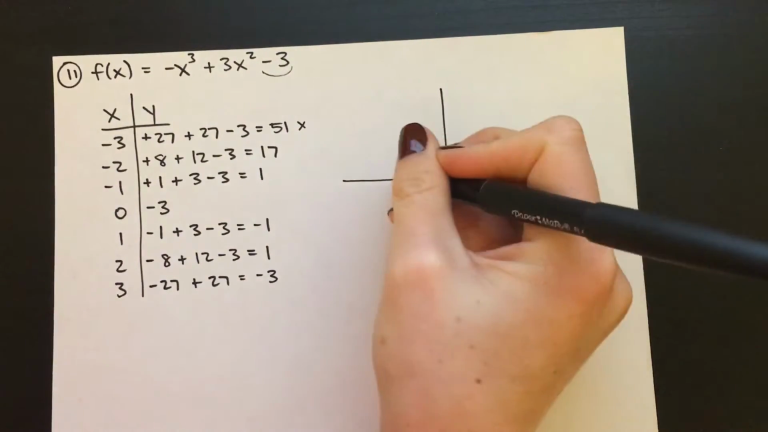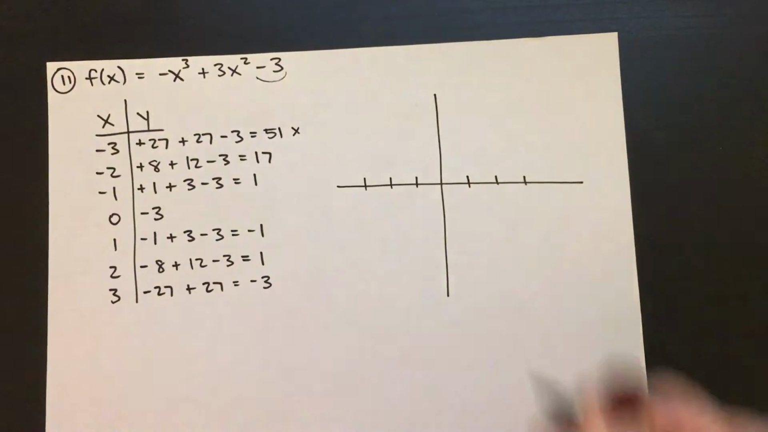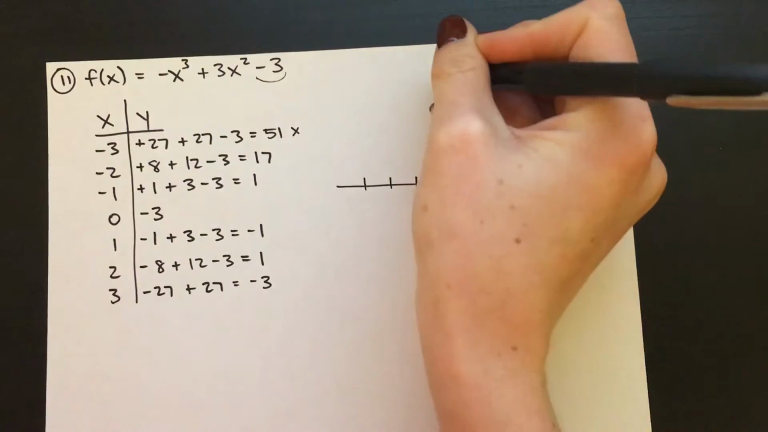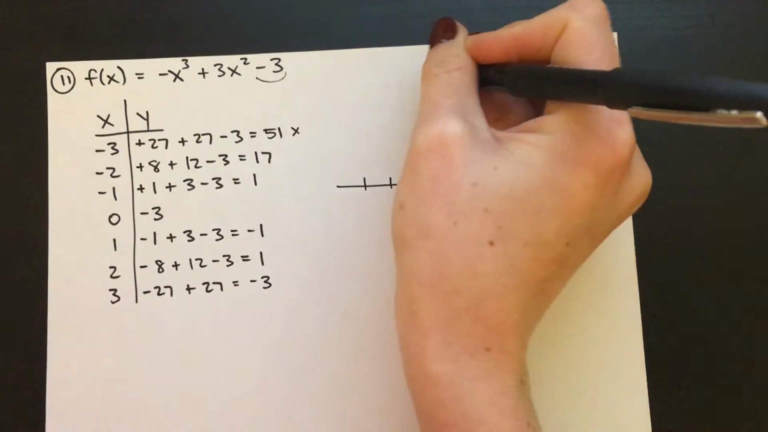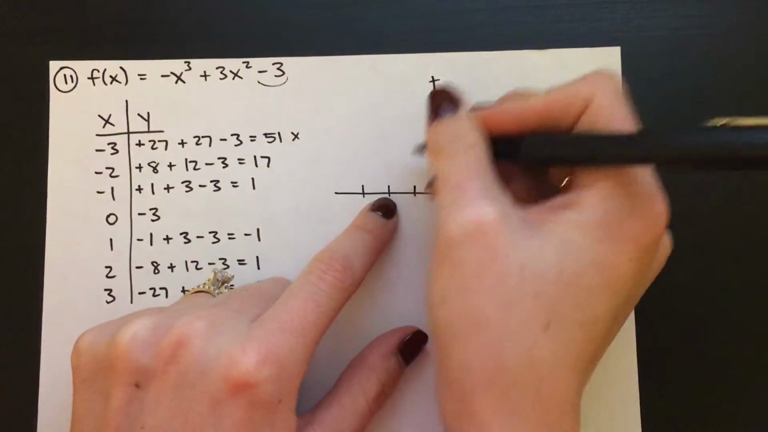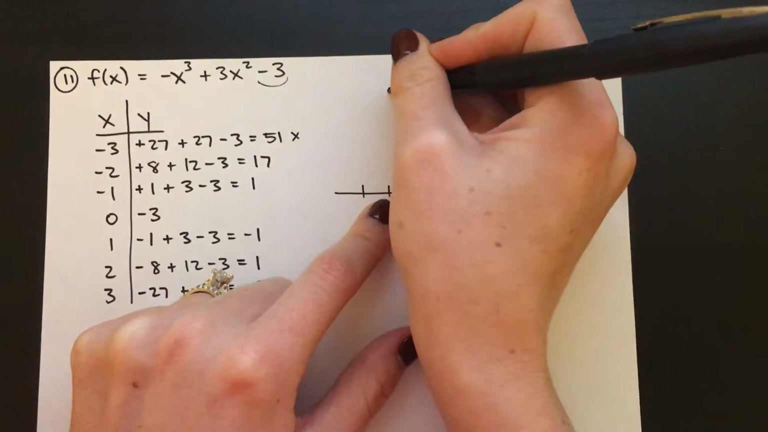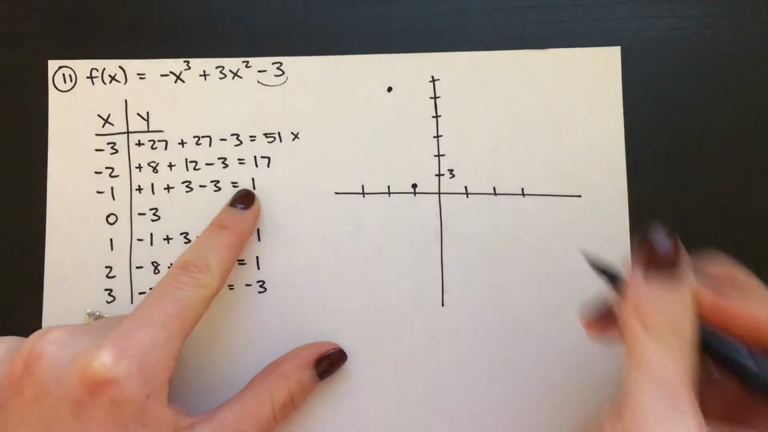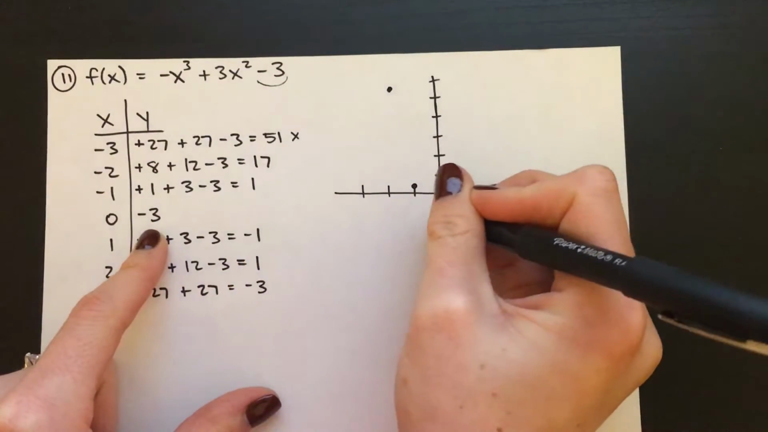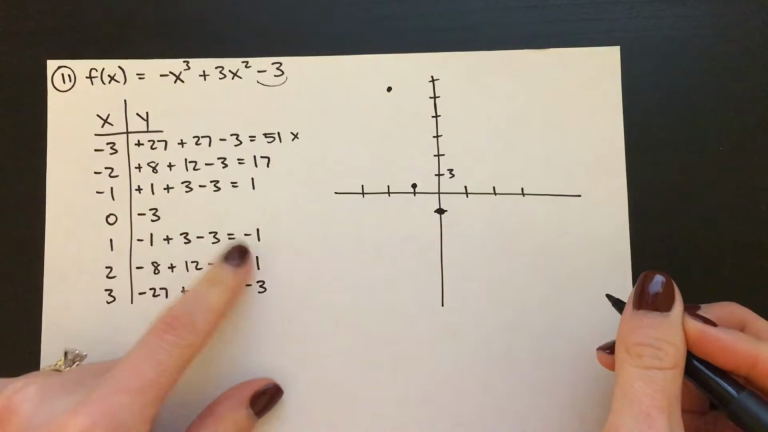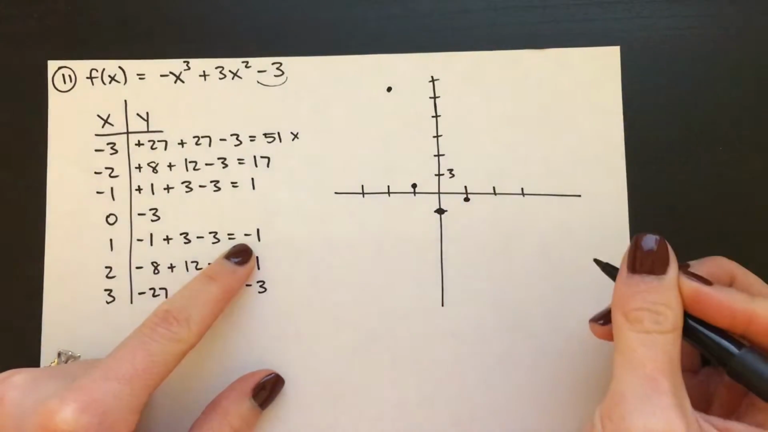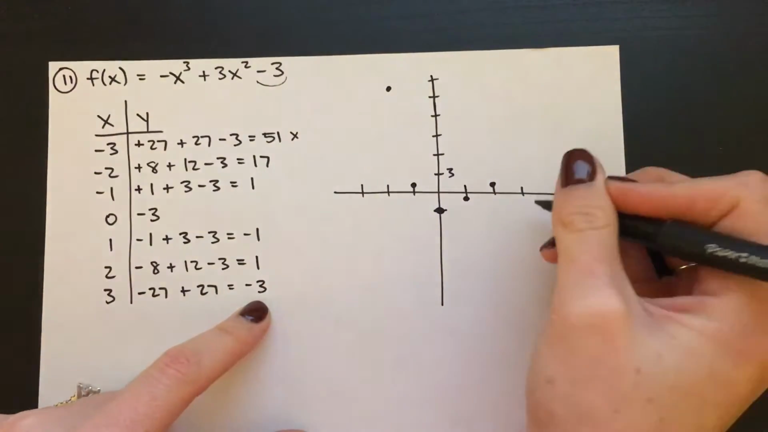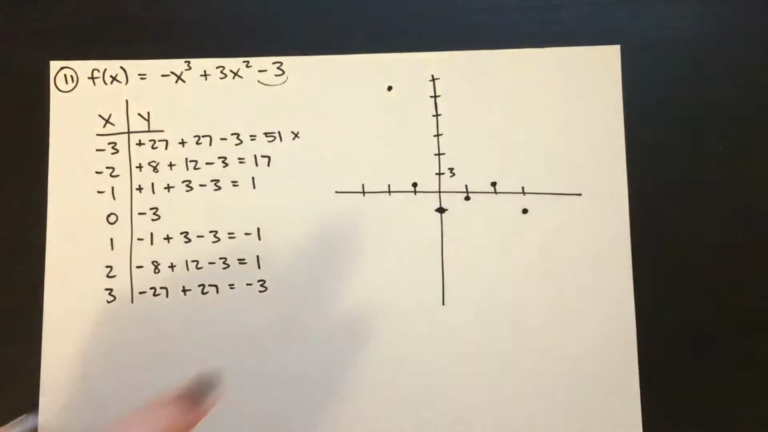So these are my x values. And then let's say we scale by 3, 6, 9, 12, 15, 18. Okay, so at -2, I'm up here at 17, so just shy of the 18. At -1, we're right at 1, so it'll be right around there. 0 is at -3. 1 is at -1. 2 is right here at 1. And then 3 is back down at -3.